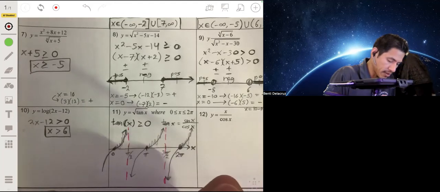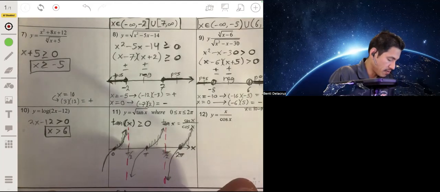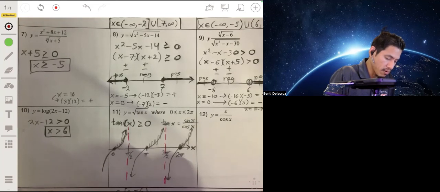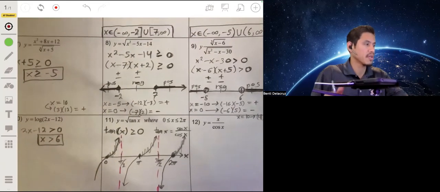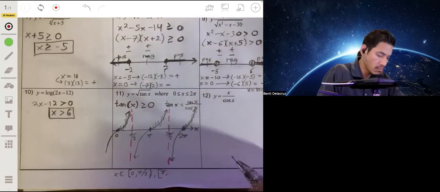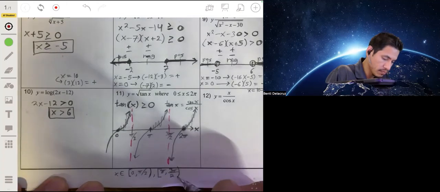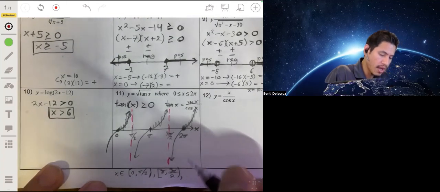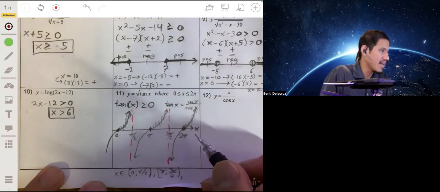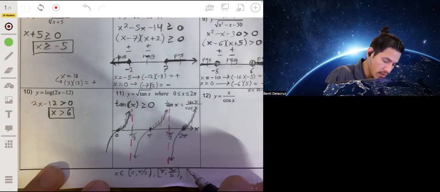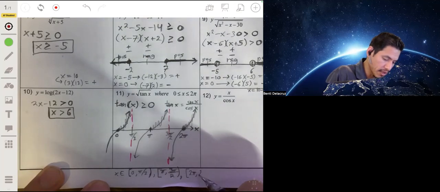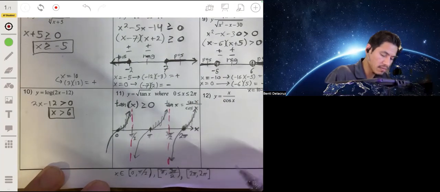So you could write it something like this. I would write it as x going from 0 to pi over 2, parentheses, start up again at pi, then go to 3 pi over 2. And you could also technically write 2 pi if you wanted, but it's probably not necessary. It will kind of be redundant, but it'll be like that.